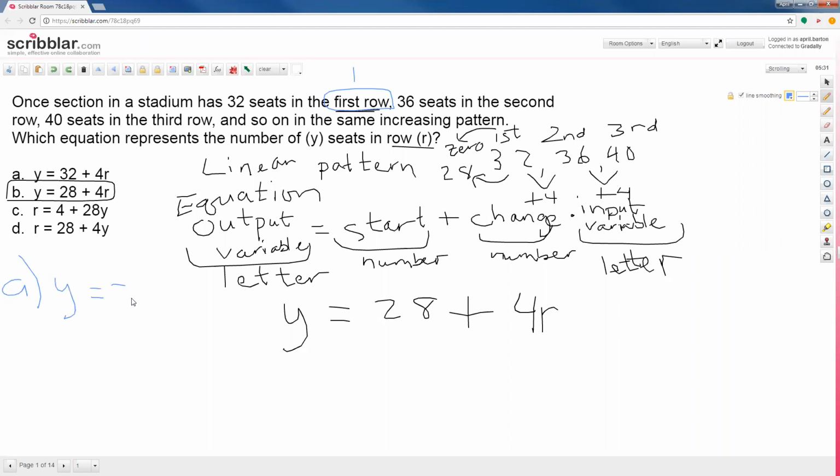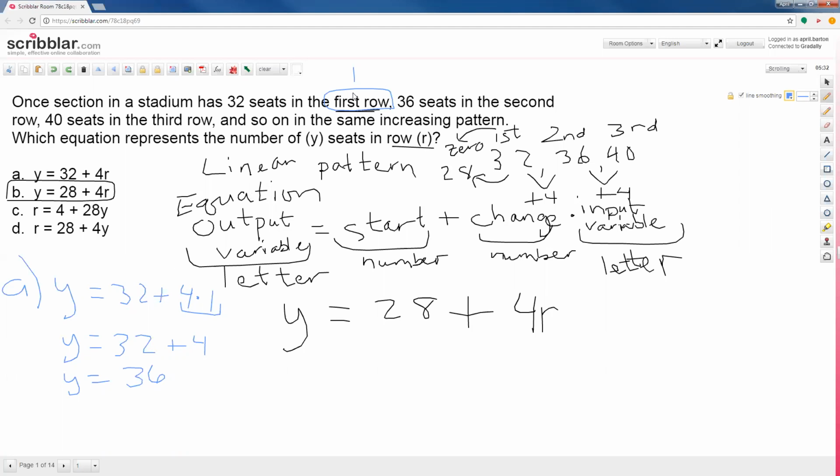And I'm going to try plugging in row 1. Multiple choice is great because oftentimes you can use the answer choices to help you figure it out. So we would simplify this. We do have to remember order of operations, which says you do multiplication before you do addition. We need to do the 4 times 1 first, then add the 32. So 4 times 1 is 4, and 32 plus 4 is 36.